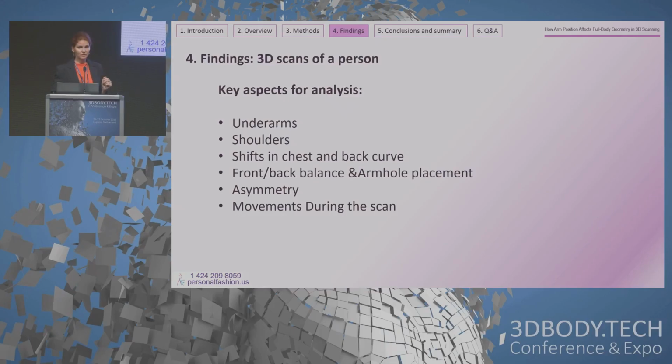How the body changes with the different positions of the arms is, well, of course, underarms, the shape of the shoulder, the shifts in the chest and the back curve, the balance of the front and back, that's something very important for pattern making, and how the armhole would need to be placed differently. The asymmetry changes, and of course, the person tends to move during the scan.